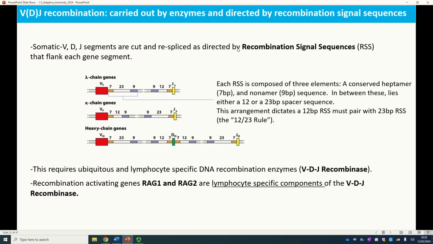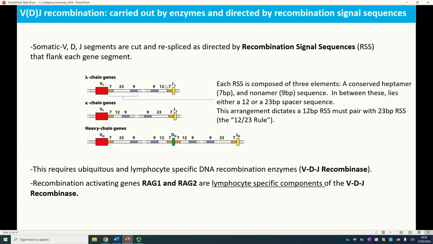So these segments are all being cut and spliced together, and this is being mediated by these recombination signal sequences, or RSS. Now, this is showing an RSS here. The RSS is composed of three elements. We have a conserved heptamer, so 7 base pairs, and a conserved nonamer, so 9 base pairs. And in between that is either a 23 or a 12 base pair spacer sequence. You can see one RSS here with a 23 spacer and another one here with a 12.